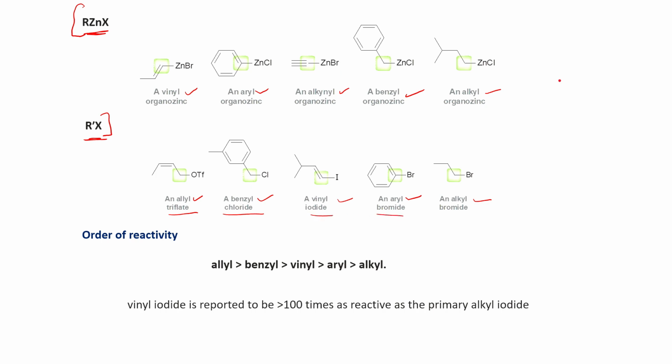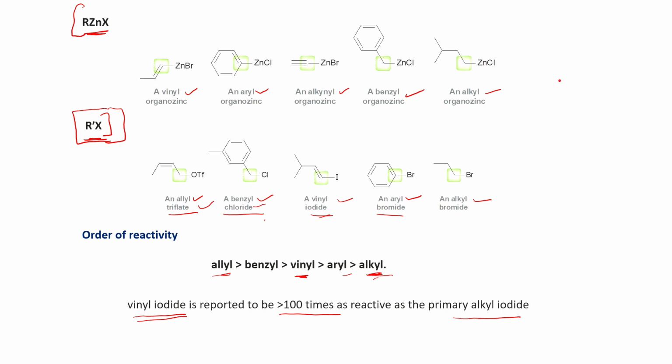So the order of reactivity of organoelectrophile in the case of the Negishi reaction: it will be allyl. This allyl will be much more reactive compared to benzyl, and benzyl will be more reactive compared to vinyl, and aryl will be more reactive compared to alkyl group. So vinyl iodide is reported to be 100 times more reactive compared to primary alkyl halide. So this is about the reactivity.